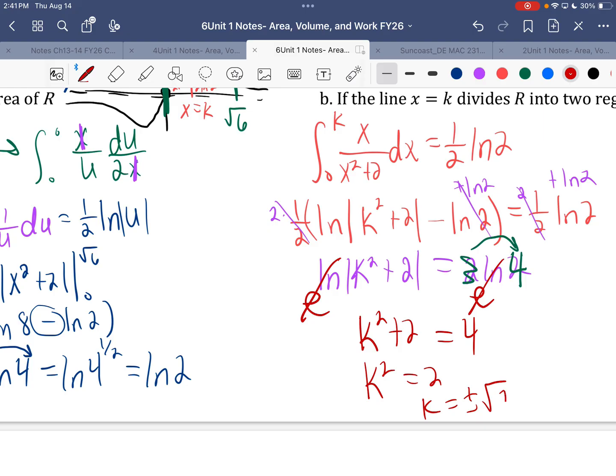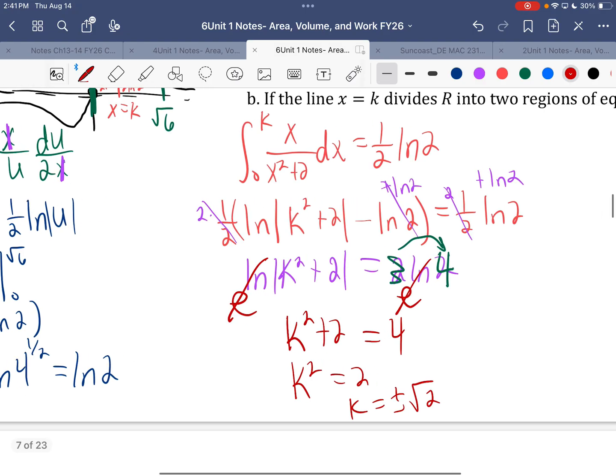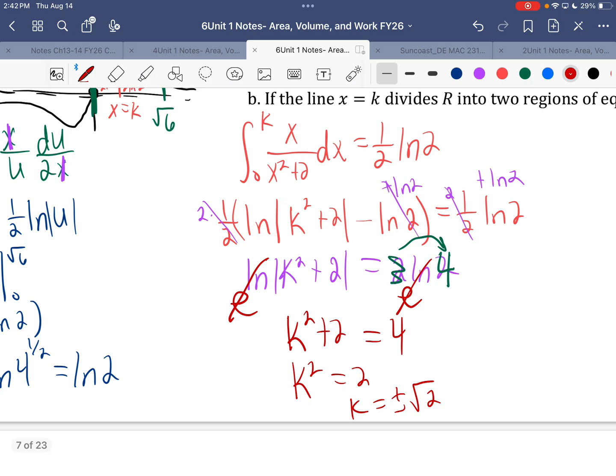k equals plus or minus the square root of 2. Is it both of the answers? Yes or no? No. Why no? Because it's only talking about 0 to root 6. Yeah, so really the k we want is square root 2 because of our boundary.